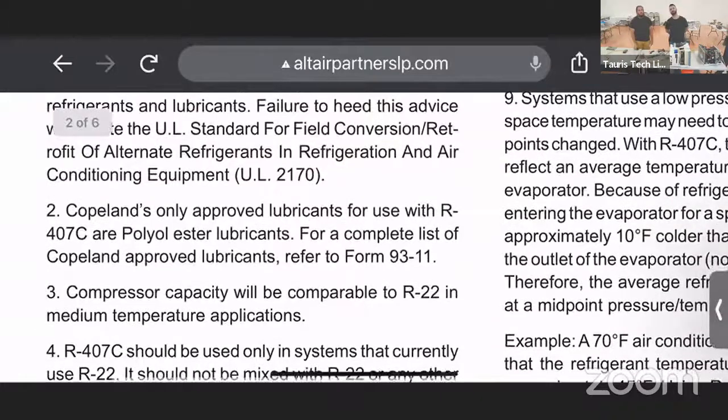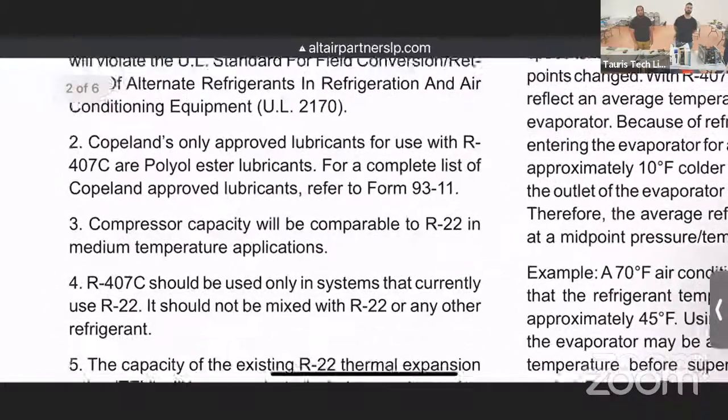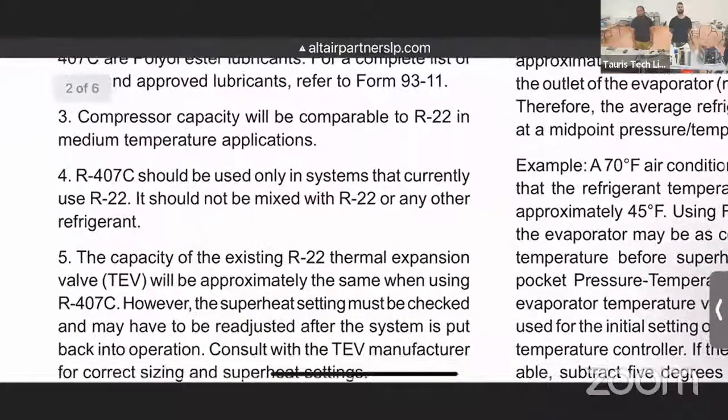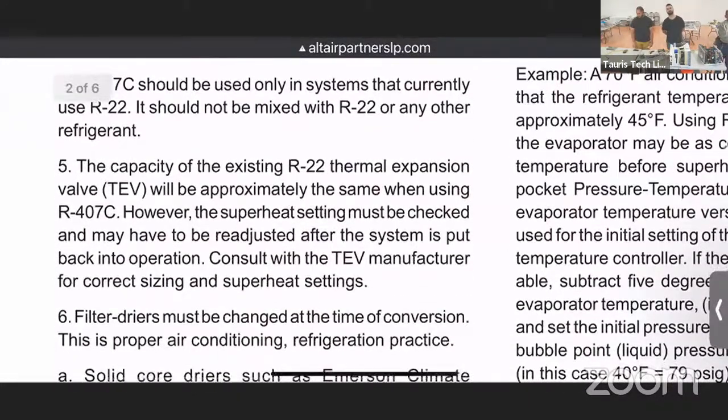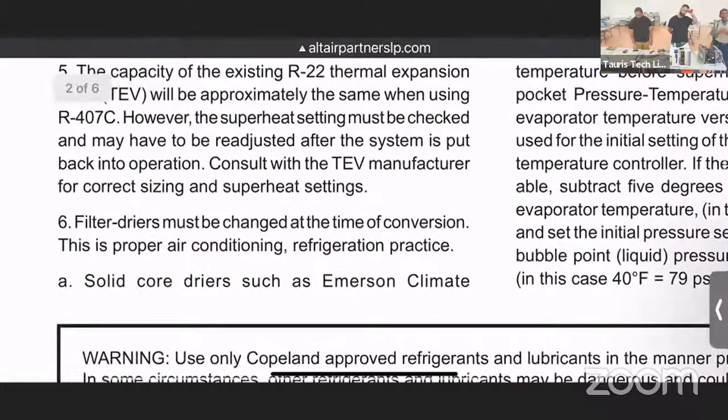So you see here we're saying 407C, polyol ester lubricants. Your older R22s probably use mineral oil. Do not mix. You can't mix. So it's saying you can use the same TEV, the expansion valve. R22 to 407C. Filter dryers must be changed.